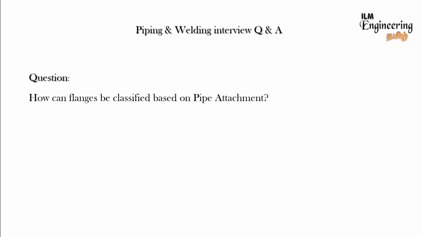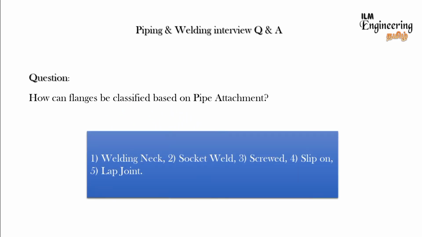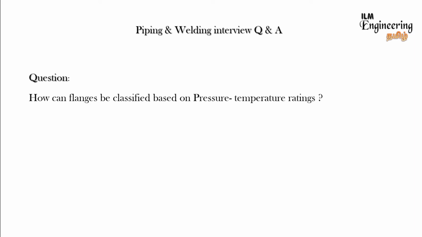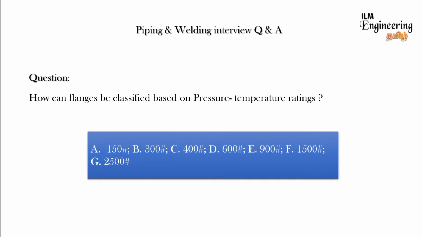How can flanges be classified based on pipe attachment? 1. Welding neck. 2. Socket. 3. Screw. 4. Slip-on. 5. Lap joint. How can flanges be classified based on pressure temperature rating? 150 class, 300 class, 400 class, 600 class, 900 class, 1500 class, 2500 class.